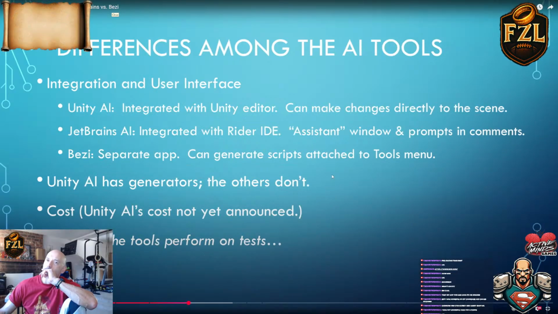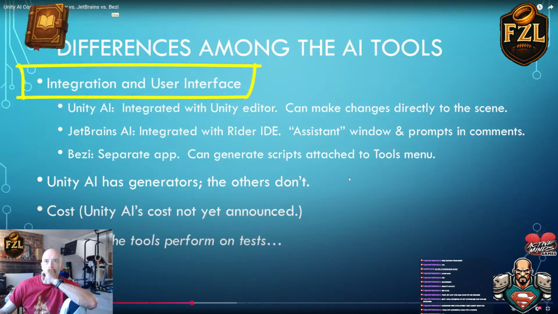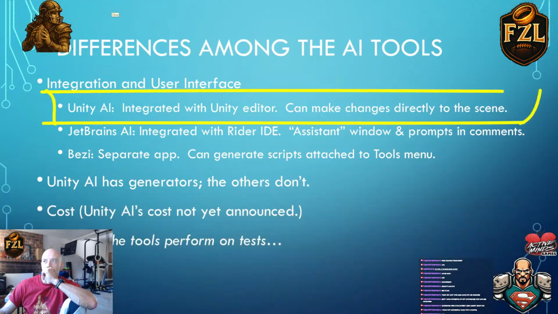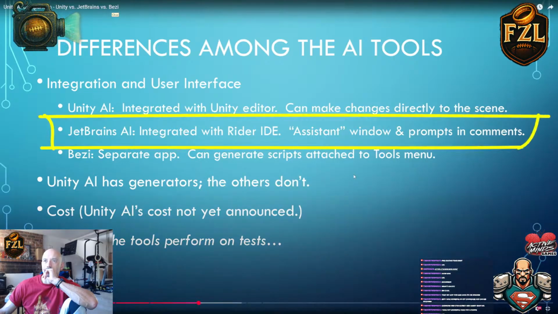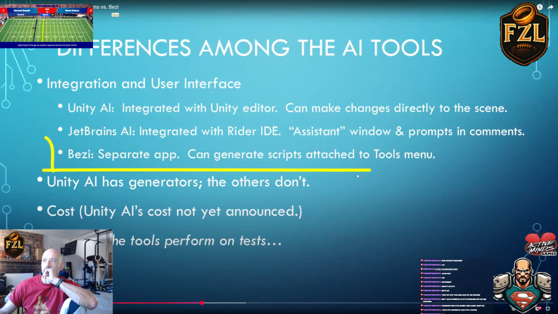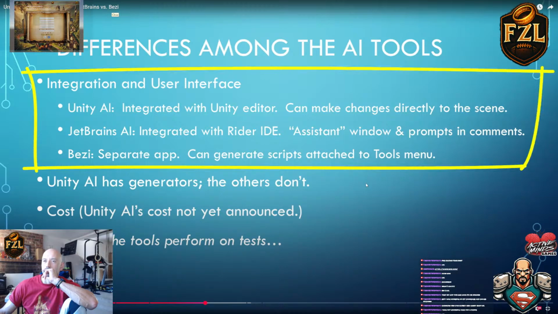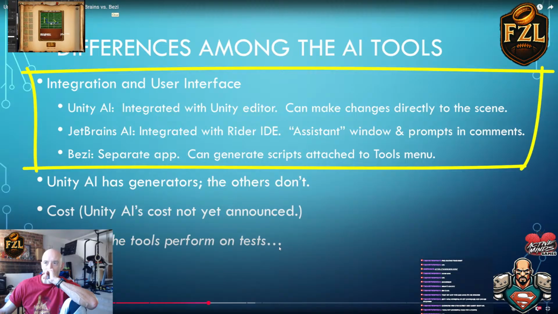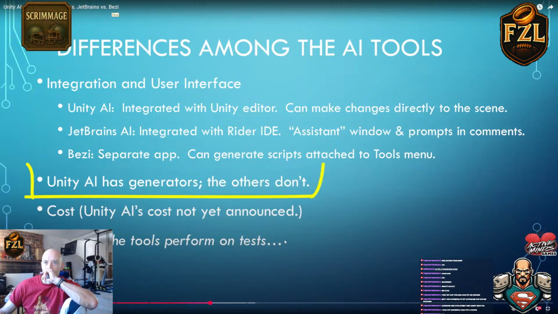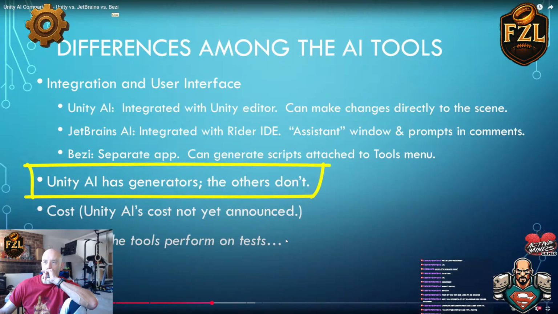And here are some of the key differences between the tools. A big difference is how each AI assistant is integrated. Unity AI is integrated into the Unity editor. JetBrains AI is integrated into the Rider IDE. Bezi is its own separate application. So that impacts how directly the AI can make changes. Again, Unity AI has the generators, the others don't.